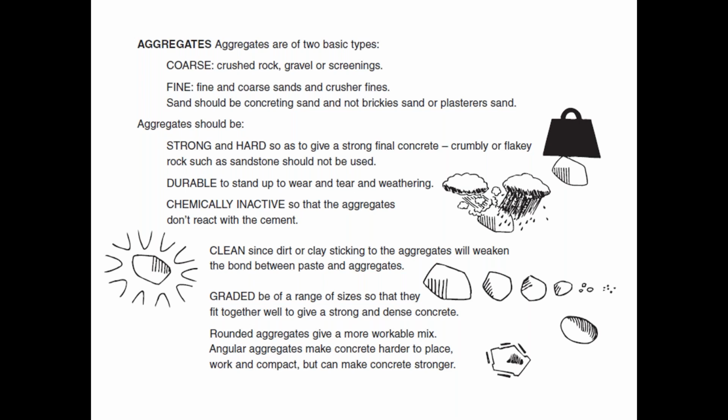And then they also need to be graded, because you don't want them all the same size. You don't want them all too small as well. So a good mixture of some medium-sized ones and the odd big one and some small ones helps give you a more uniform mix and strength of concrete. And if you want flow, often you'll use round aggregates, and if you want hardness or strength, you often use the angular ones or a mixture of each.